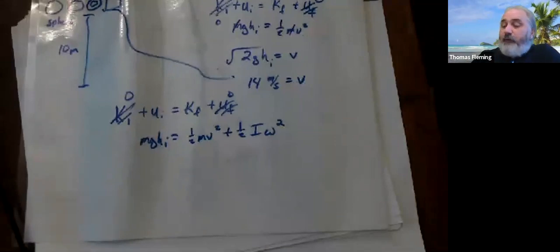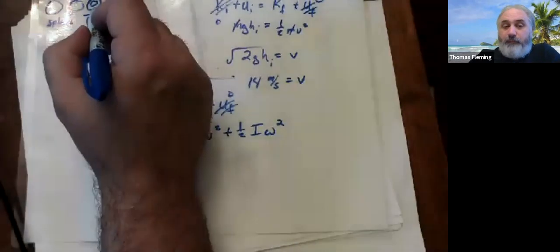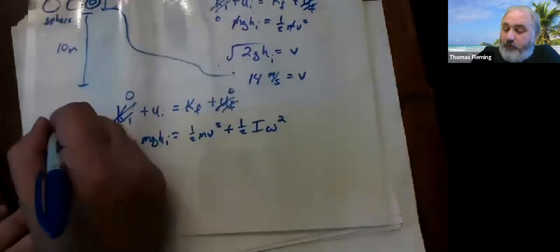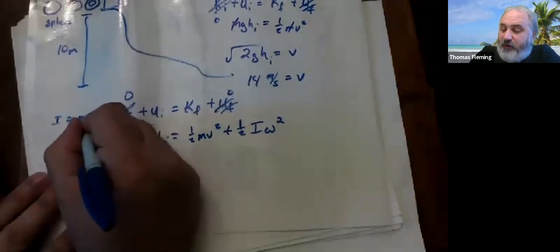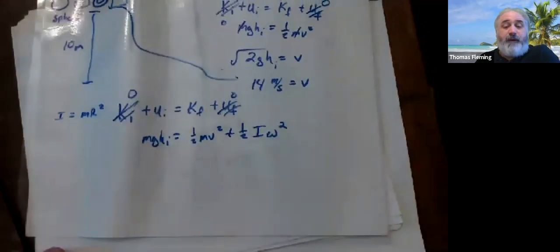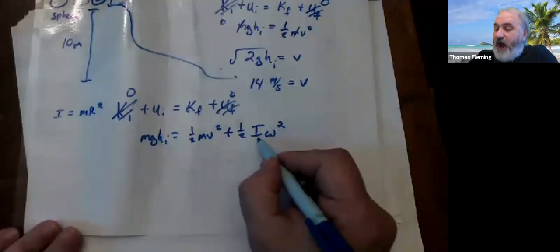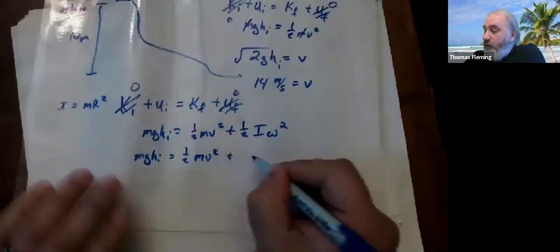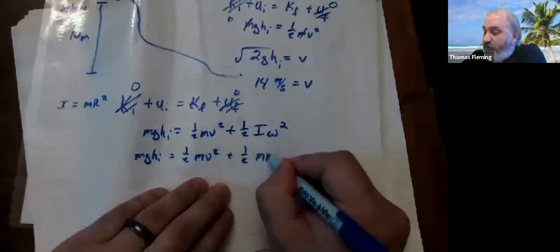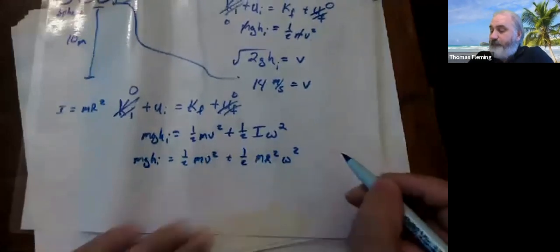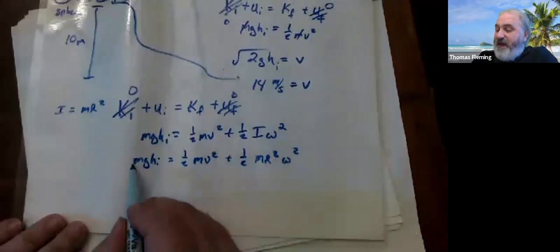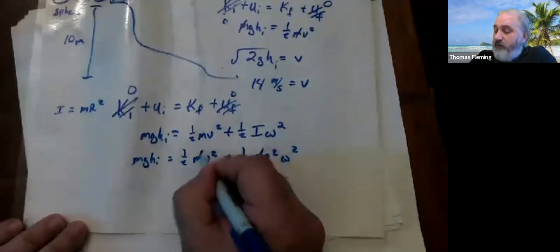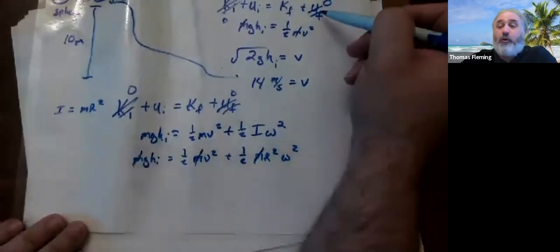All right. Now, let's do the easy one first. Let's do the hoop. Now, what's going to happen is for the hoop, I is going to be m times r squared. And so what I can do is replace I with that. So I've got mgh initial equals 1/2 mv squared plus 1/2 mr squared times omega squared. And you'll notice that when I do that, the mass of the hoop cancels out, which it canceled out up here too. It doesn't matter what the mass of that hoop is.